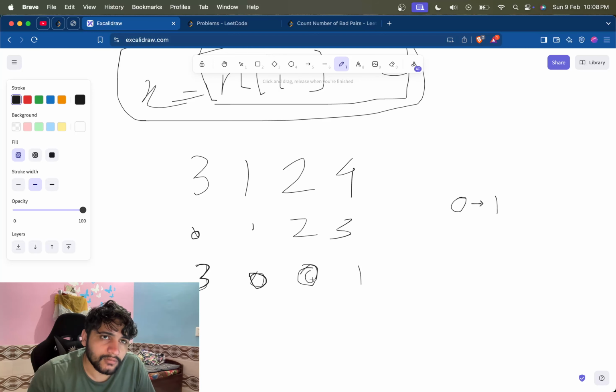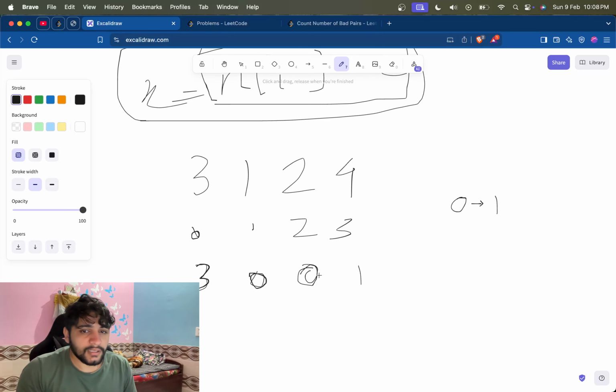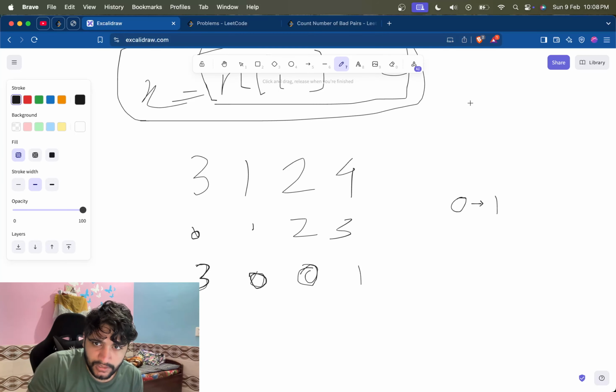Again we got a 0. When we again get a value 0, we will see if this value exists in the map and it has a counter greater than 0. Yes, it has. Then we will increment the number of good pairs by that value. So good pairs now becomes 1 and the counter for 0 will become 2.